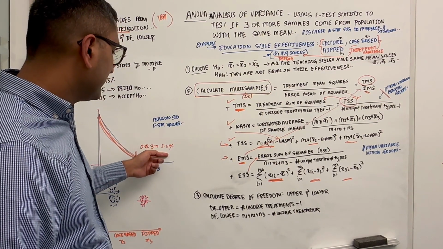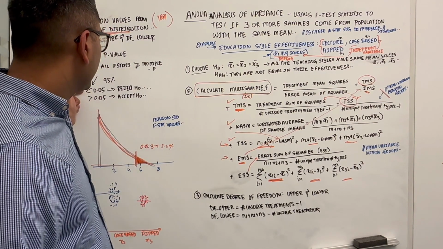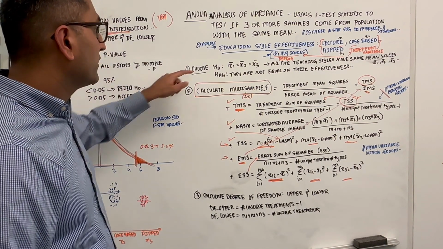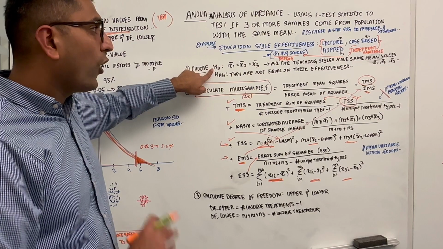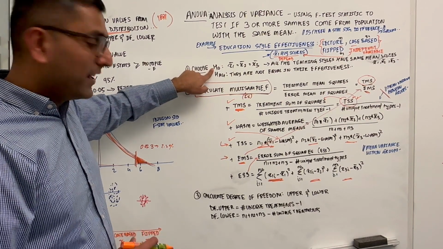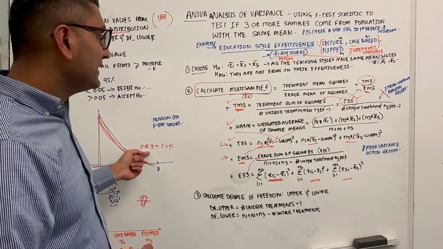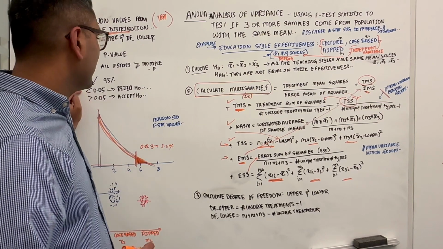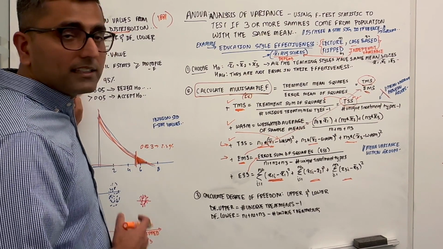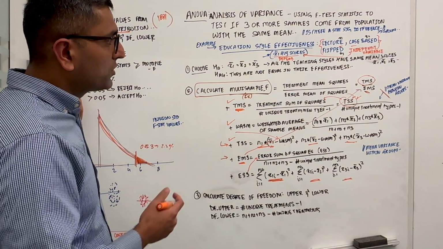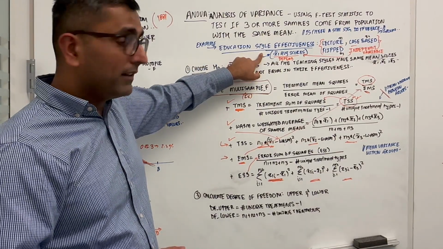When it is significant, what do we do? We reject the null hypothesis. In the null hypothesis, we said all of these teaching styles are the same. This is powerful. It's telling us, no, this is rare. We can reject the null hypothesis. That means there is a difference between these groups in terms of effectiveness on this dependent variable of average scores.